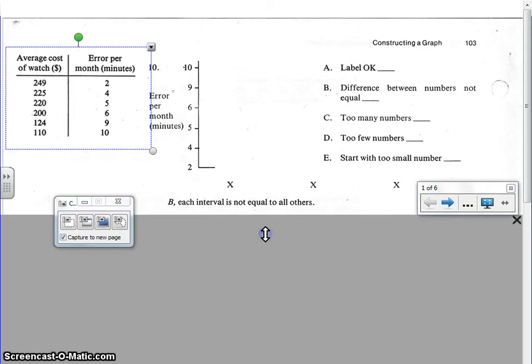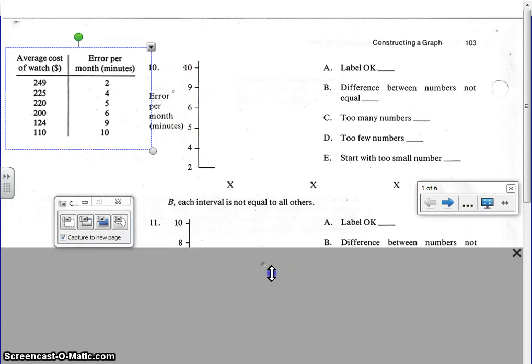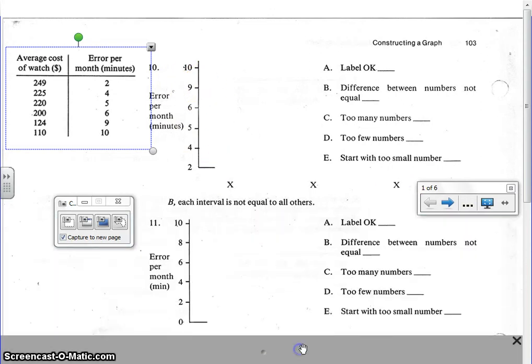Alright, the correct answer is B. The difference between numbers are not equal. Because if we take a look at this, we have 2, 4, 5. Uh-oh, there's our problem. And then right here we have 9. So, that's not it. Okay, let's look at our next one right here.